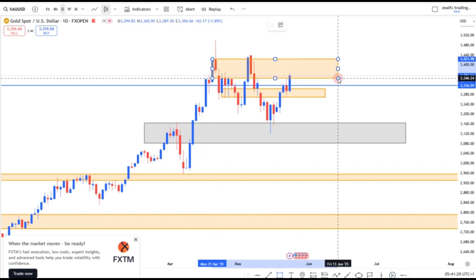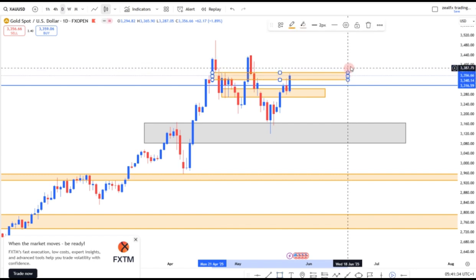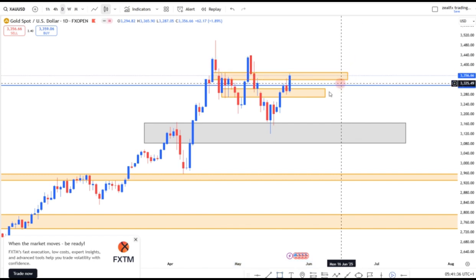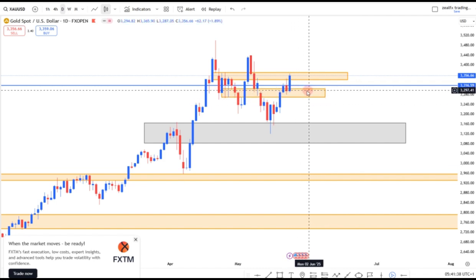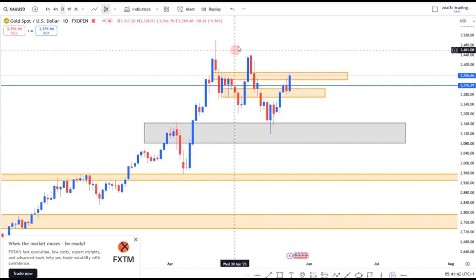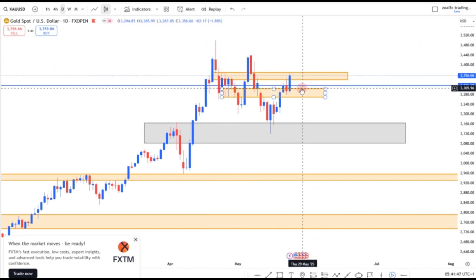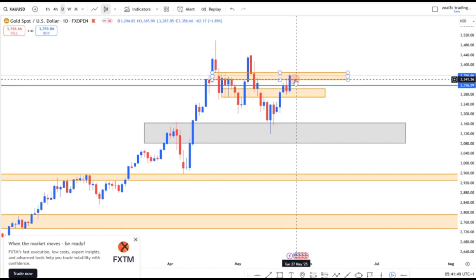So we have price closed on this daily resistance level. So long as price closed on this daily resistance level, we expect price to move back to this next daily support level. And you can see from my daily chart, we have a higher high, we have a lower high. So long as we have this downtrend structure, we still expect gold to drop.